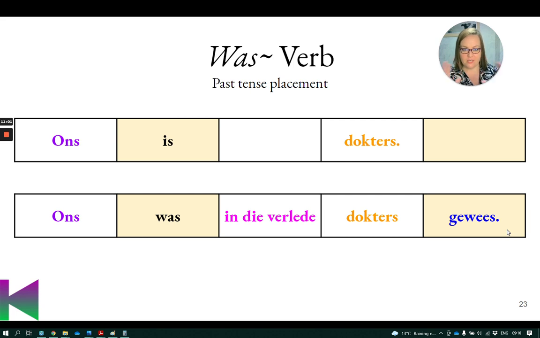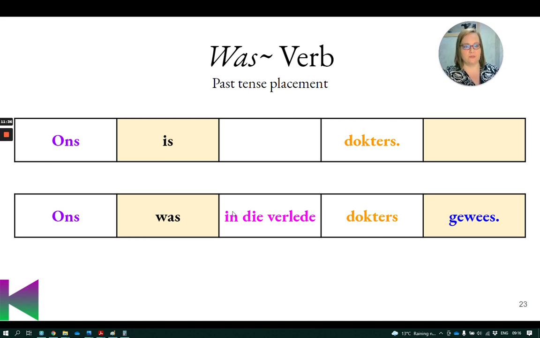Okay, so just look at it for a mo. The is and the was is exactly like English. So it's an exception in Afrikaans, but it's not a difficult one. So if you have ons is dokters, the past is ons was in die verlede dokters gewees. And remember, you don't need this in die verlede. Ons was dokters gewees would be good enough to show this is past tense, because you have the ge verb and the was, which you know means were or was.